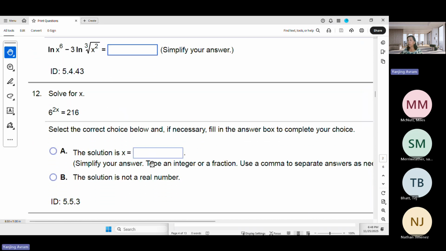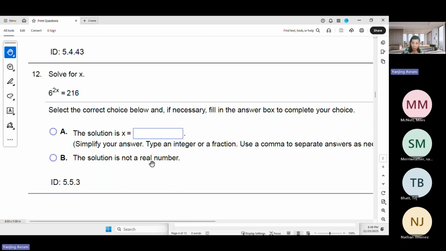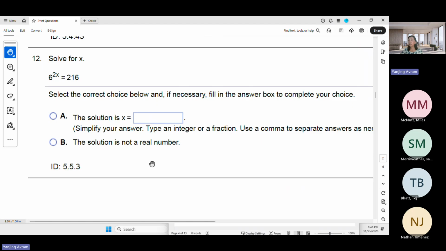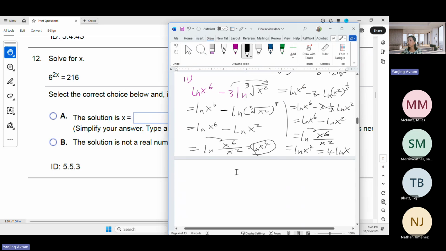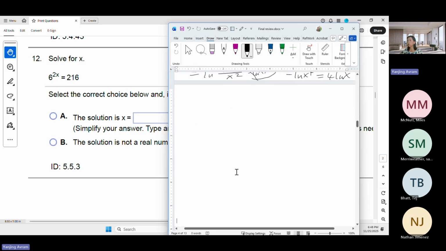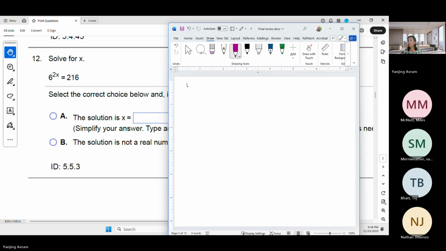Okay, number 12 is solving for the x. Okay, solve for the x here. You can see this one is an exponential equation, right? So I can solve for x by changing to the same base. Okay, 6 to the 2x, this is 216. I can divide it by 6, right? That will be 36 divided by 6. This will be equal to 6. So that's a 6 cube.